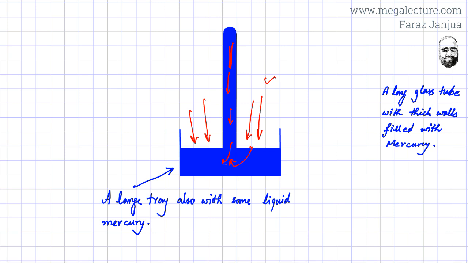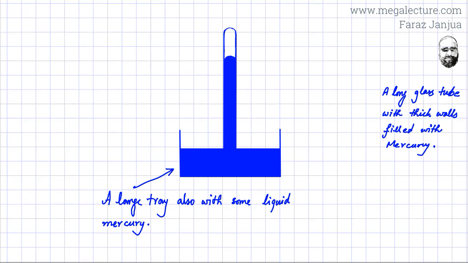So who will win? What happens is, the mercury in the tube starts to come down. Now, as you see, the mercury starts to come down because the pressure of the mercury was definitely more than atmospheric pressure. But at a certain height, it stopped coming down further.